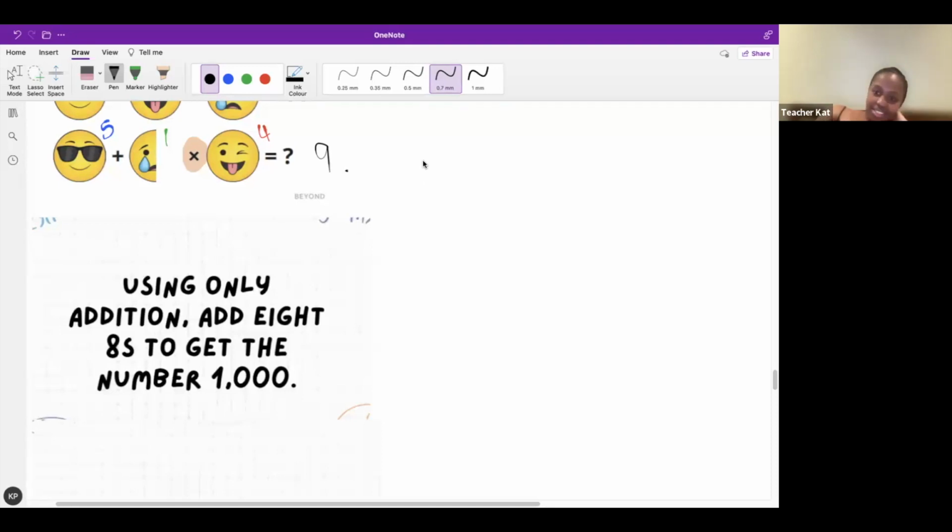Anyone? No one. Guys, you must use the digit 8 times, and you must add a bunch of times, and the sum must be 1,000. But it can be any number that has 8. So it could be 88 or 8,888. Do you understand what it means? But there has to be 8 of them in the sum.